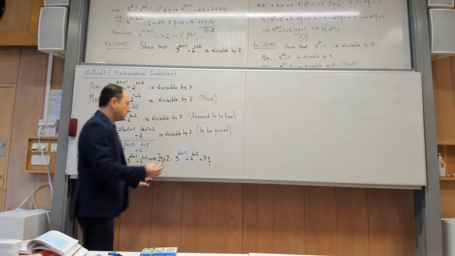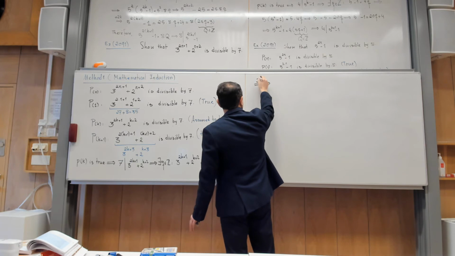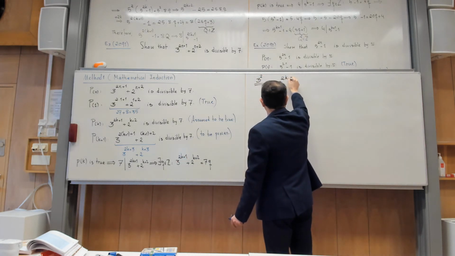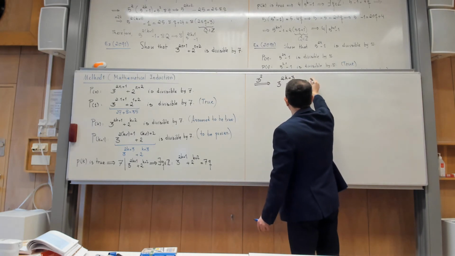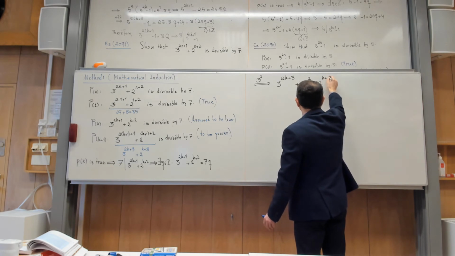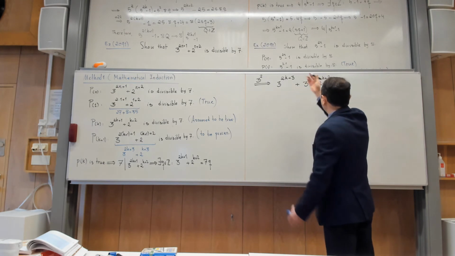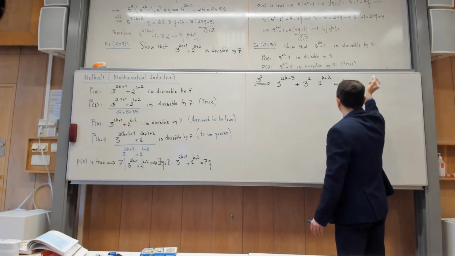So then I multiply this expression by 3 to the power of 2. Then this becomes 3 to the power of 2k plus 3. But then unfortunately this will change a little bit. So 3 to the power of 2 multiplied by 2 to the power of k plus 2. And then of course 3 to the power of 2 is 9, so you can write 9 times 7 times q.